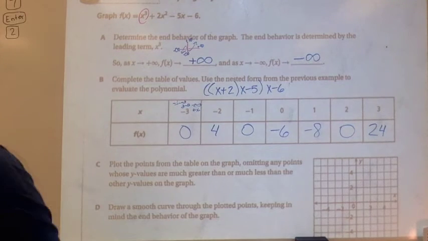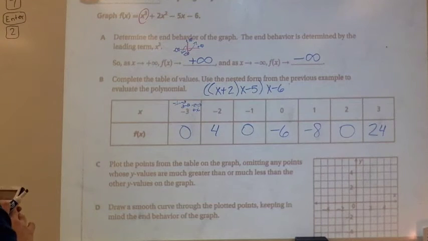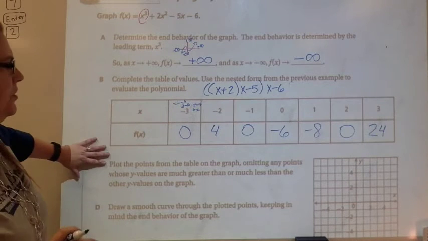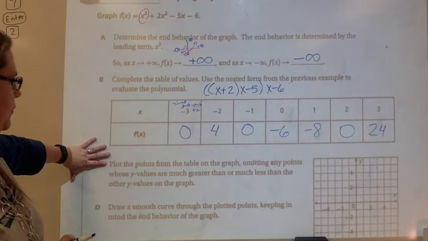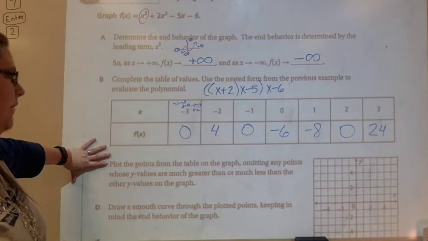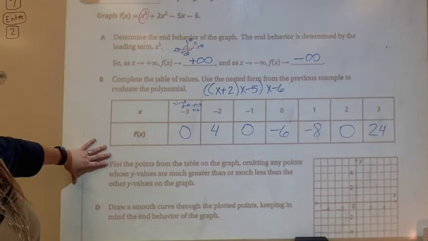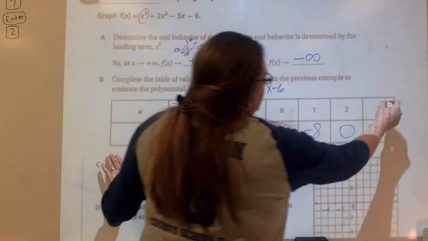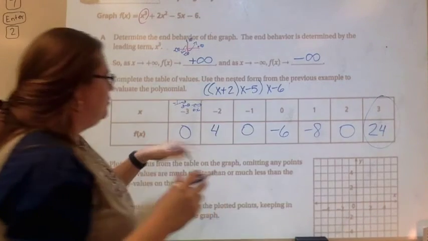Okay? So then it asks us to plot the points from the table on the graph, omitting any points whose y values are much greater than or much less than the other y values on the graph. So which one are we going to eliminate? Hopefully you see that we're not going to worry about graphing that. We're just going to graph the other points.